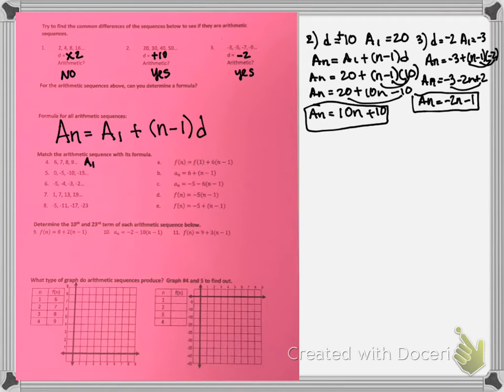In fact, what's A sub 1 on the first one? 6. And the second one? 0. And the third one? 5. And the fourth one? And the last one? -5. What else do we need to find? Samson? Common difference. Need to find that common difference.